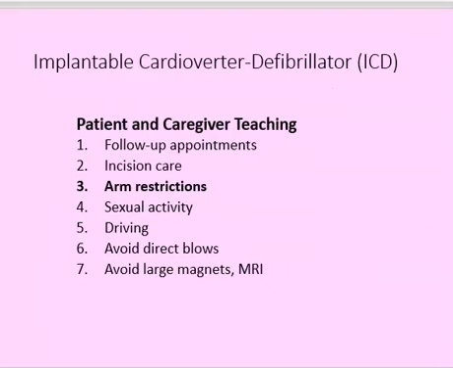Patient and caregiver teaching, they have to know when their follow-up appointments are. Incision care, watch for signs or symptoms of infection. If they place it in the chest, we have the same arm restrictions. Same thing with sexual activity, driving, avoid direct blows. Car crashes, if they have a seatbelt on and the airbag explodes, think that. And avoid large magnets. I told you that before with the MRI. Pretty important.